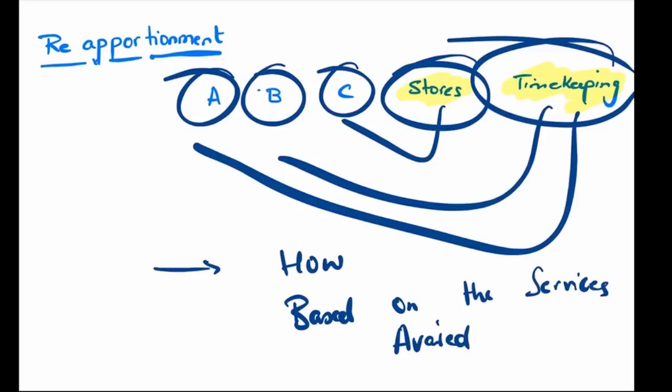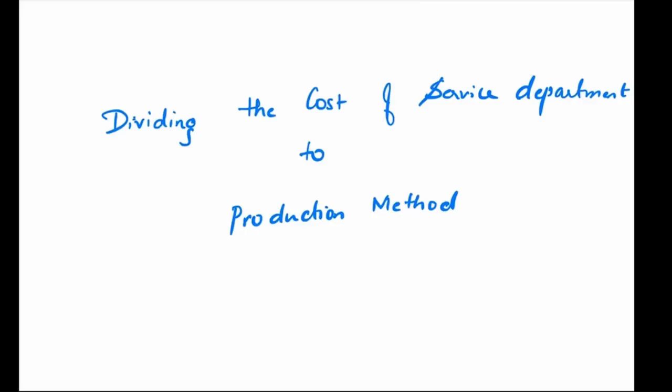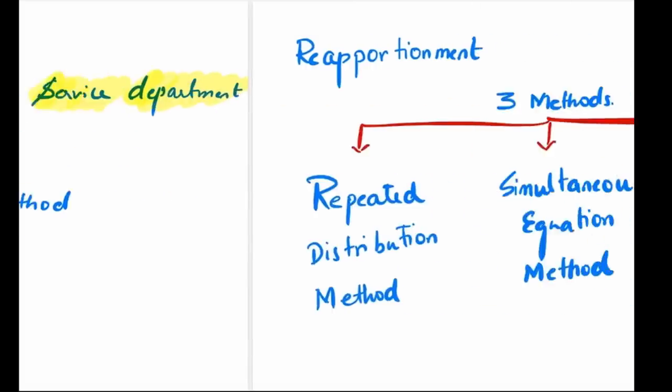Now why do we do it? Because it's the production process which is going to be charged to the product. The cost of the service center cannot be ignored. So this will be apportioned back to the production department so that when we are charging to a product, we can recover all the product cost, not only with the production center but also with the service center. So reapportionment is dividing the cost of the service department to the production departments.